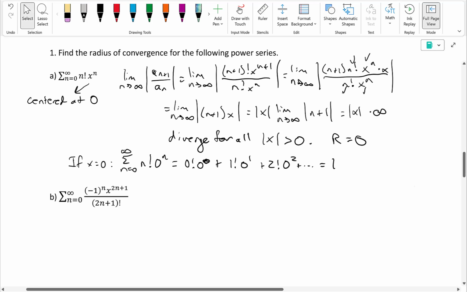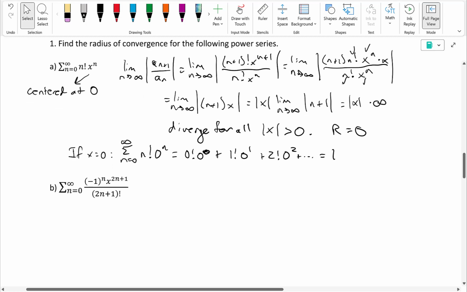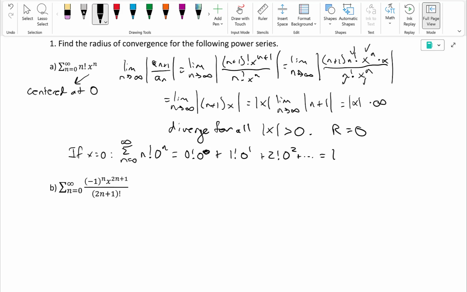It's just the center. For b, we've got our summation from n equals 0 to infinity of negative 1 to the n times x to the 2n plus 1, all divided by quantity 2n plus 1 factorial. So again, we're centered at 0. We've got just an x there. And we'll see that as we look at the radius after. But we've got our limit as n approaches infinity.